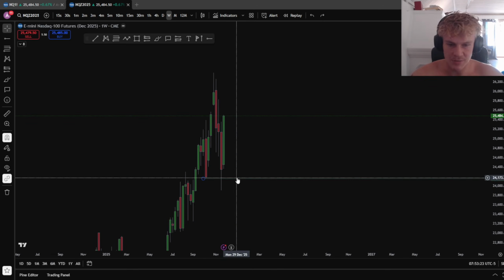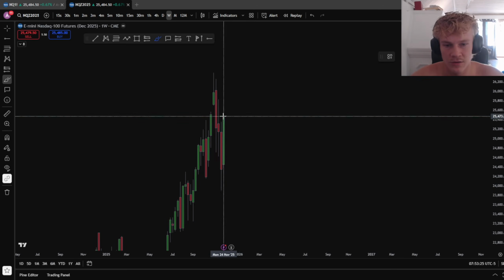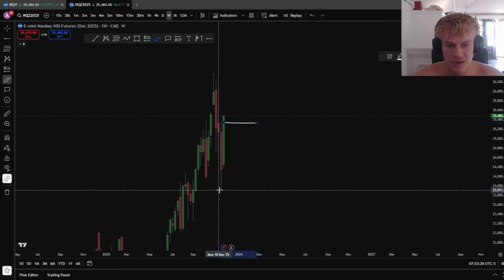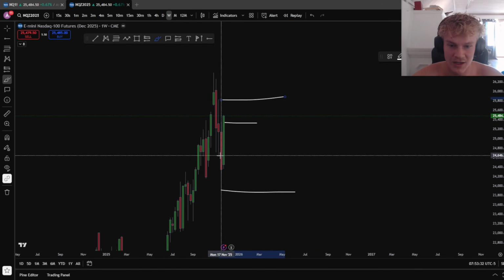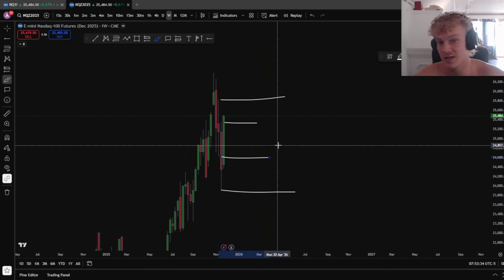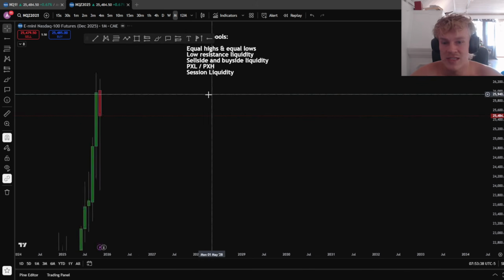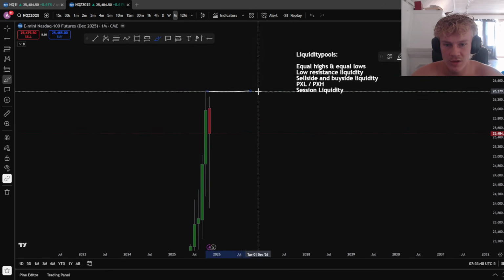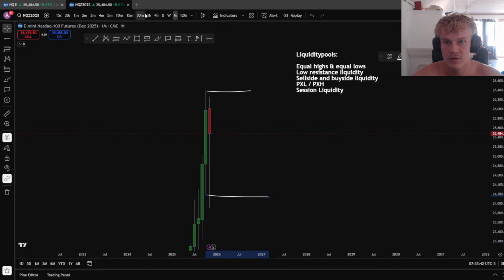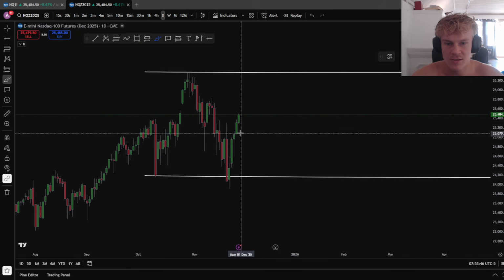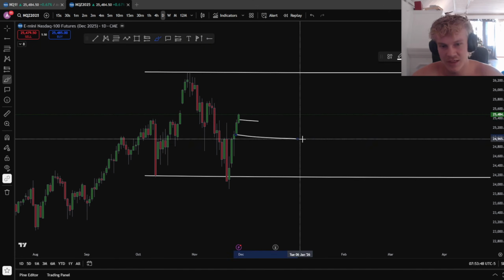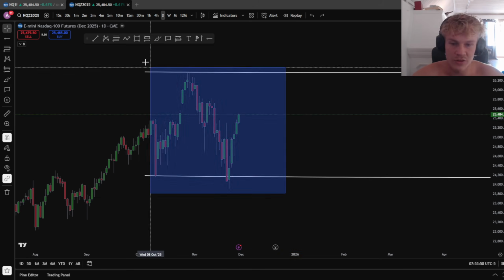I'll just do this super simple. So this will be previous week high, this would be previous week low, this would be the previous week before that high, and that would be the previous week before that low, and so on. Same with month, this would be previous month high, this would be previous month's low, and this would be previous day high, this would be previous day low, and so on and so forth.